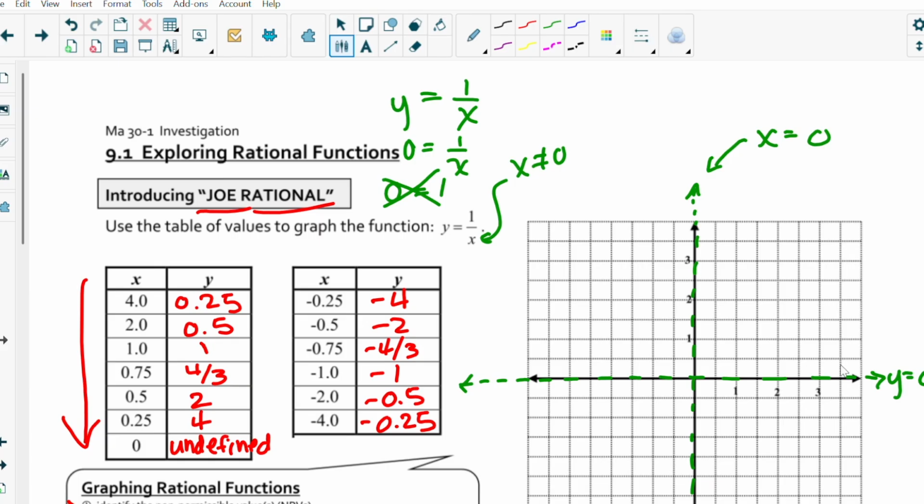4.0 to 0.25, 2 and 0.5. 1 and 1, and then 0.5 and 2, and 0.25 and 4. So that's what it looks like on the positive end.